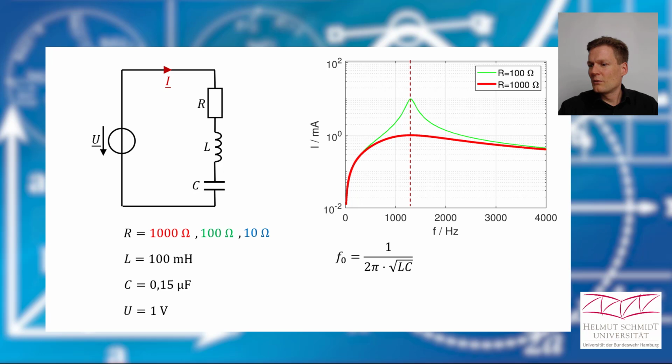Let's have a look at what happens when we have a 10 ohm resistor. Then the curve looks like this. Okay, there are two interesting things here. The first one is the current increases with decreasing resistor values. Okay, that is not that surprising. But what's more interesting is that the curve of our current gets tighter around the resonance frequency. Let's have a look at that.